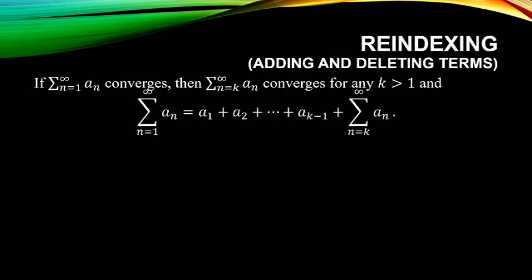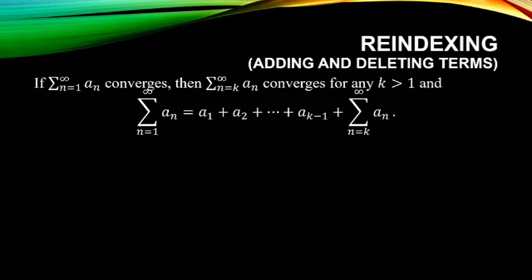And the summation of a sub n, as n starts from 1 to infinity, is equal to a sub 1 plus a sub 2 plus so on and so forth, plus a sub k minus 1 plus the summation of a sub n, where n starts from k up to infinity. So this is a continuation of the summation.